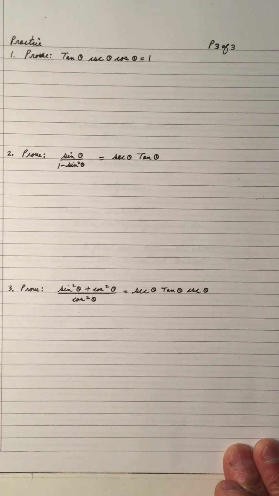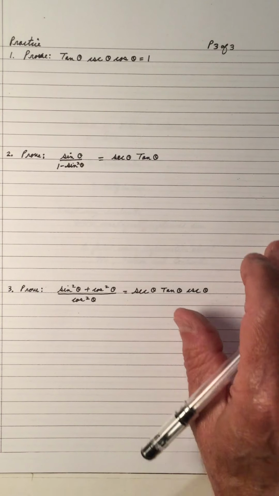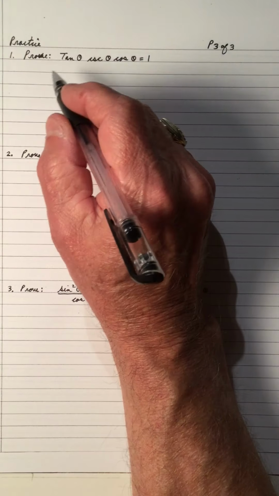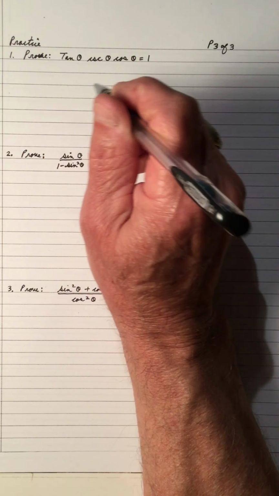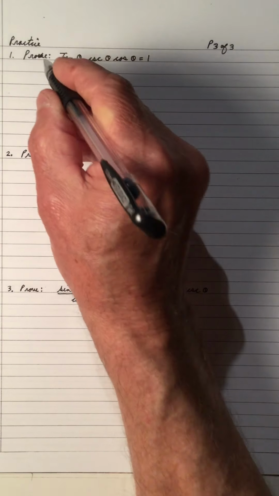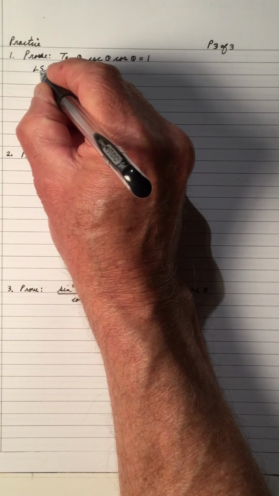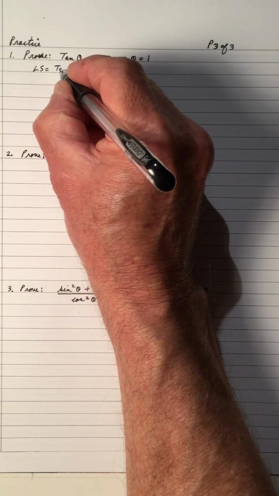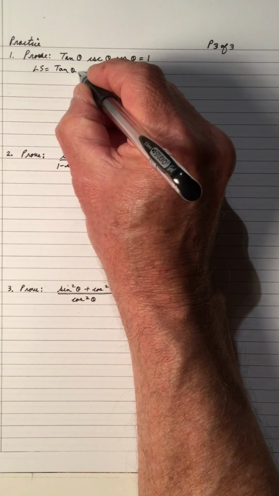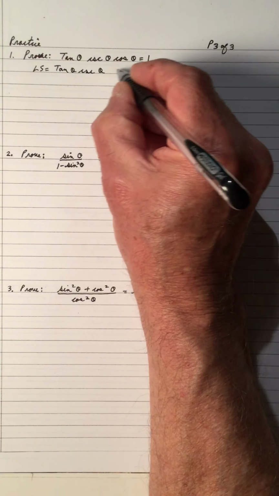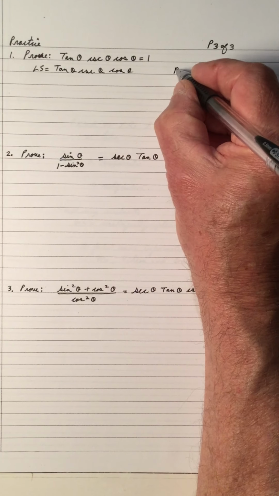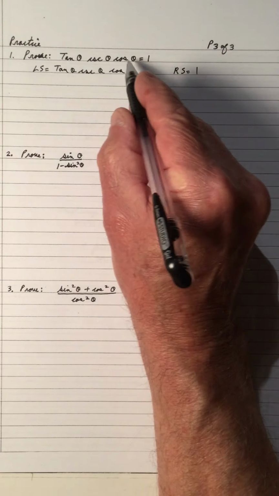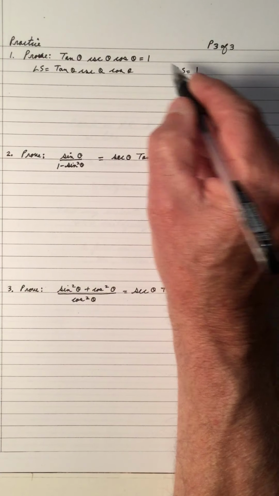Okay, let's do some. I have some for the practice. Here we go. Again, pause the video and work this out, and then press playback to see if you have it, and do that for each one. So we have the left side, which is tan theta, cosecant theta, and cos theta. And the right side is 1. This is the left side, this is the right side.